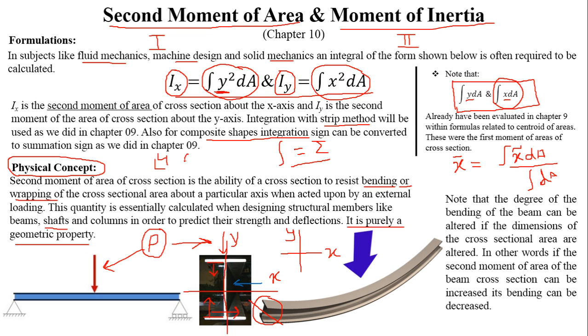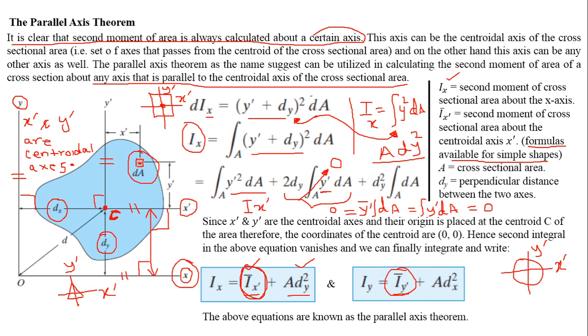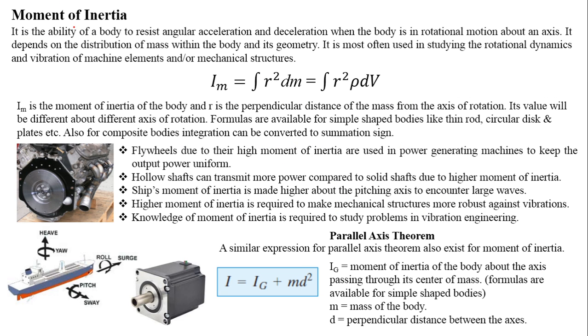So if you are looking at the SI units of the second moment of area, it will be meter raised to the power 4. The dimension is length raised to power 4. It is purely a geometric property. So what is moment of inertia? Please note that the unit of moment of inertia is kilogram meter square.